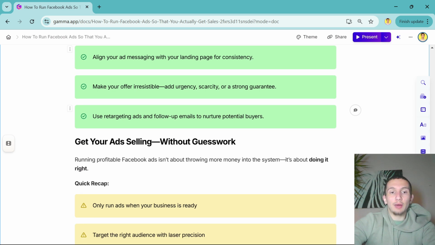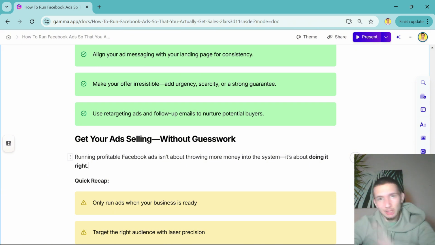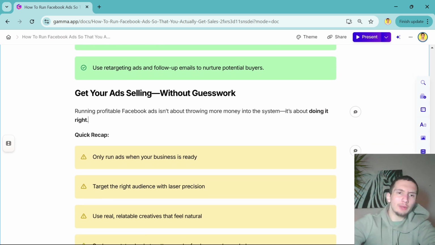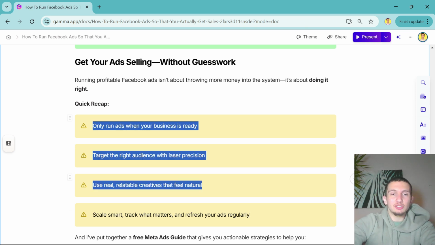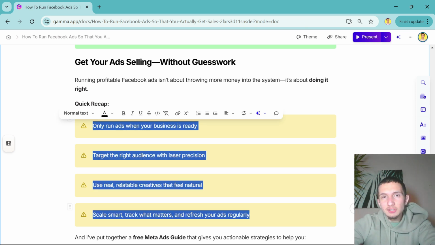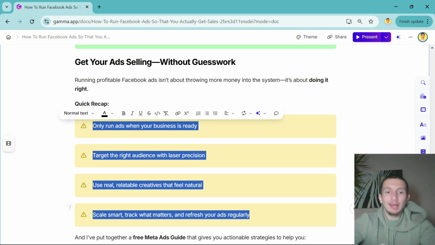And to get your ads selling without guesswork, running profitable ads isn't about throwing more money into the system. It's about doing it right. You need to be doing it the right way. That's literally all it is. So, quick recap: only run ads when your business is ready, target the right audience with laser precision, use real, relatable creatives that feel natural, scale smart, track what matters, and refresh your ads regularly. If you follow all of this, it's guaranteed that you're going to make money. Guaranteed. And you will not waste money.